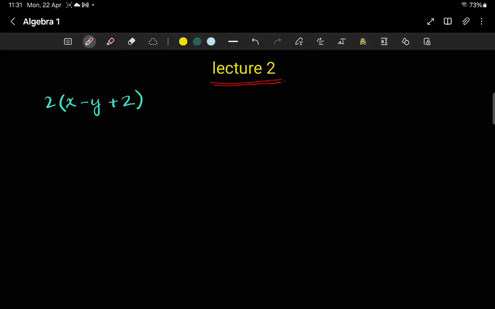So welcome students, here is the second lecture of algebra 1 and further we will learn about the algebraic expression. So here we can see that our expression is written in front of us. So how will we start? Very first we will multiply 2 times x, so it is 2x, then plus minus 2 times y is 2y, and then plus 2 times z is 2z. So this is the answer for this question.